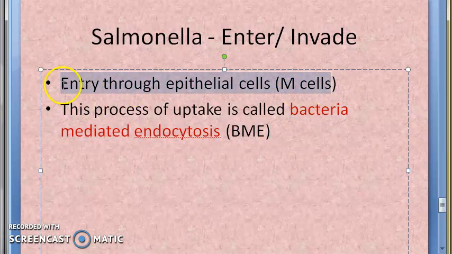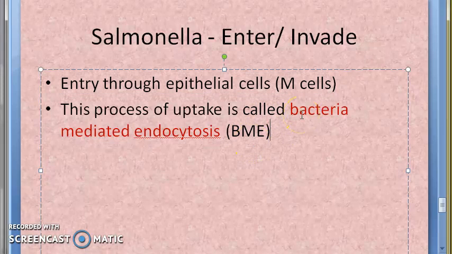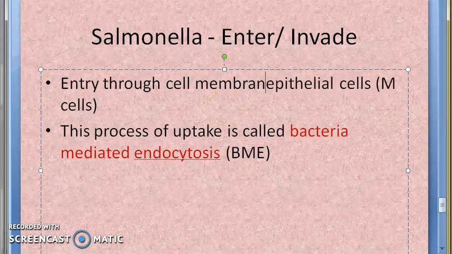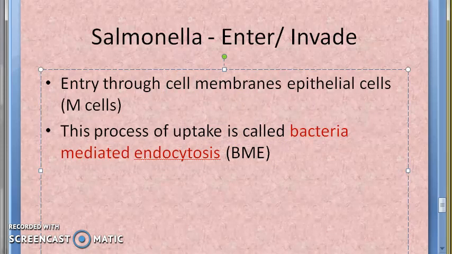So the first step here, entry through epithelial cells, M cells, lining the intestinal mucosa. These epithelial cells are lining the intestinal mucosa. The Salmonella trigger the formation of membrane ruffles on the cell membrane of M cells. These ruffles reach out, enclose, and they take in the bacteria within large vesicles. So the cell membranes ruffle and they reach out, they enclose the adherent bacteria and they uptake the bacteria. This is bacteria mediated endocytosis.